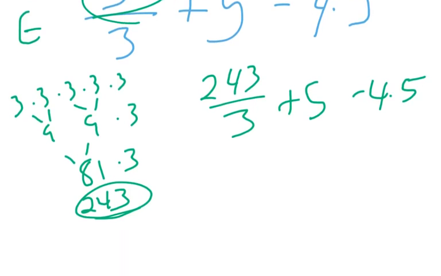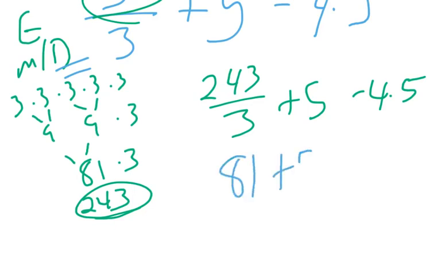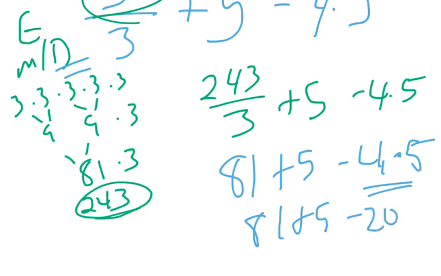Then next up is multiplication and division. Now this is one of the instances where division comes first because it comes first left to right. You also have multiplication in this one problem. So 243 divided by 3 gives you 81 plus 5 minus 4 times 5. Now, over here we have multiplication. So now this gives us 81 plus 5 minus 20.